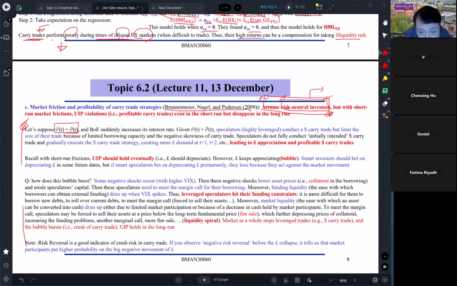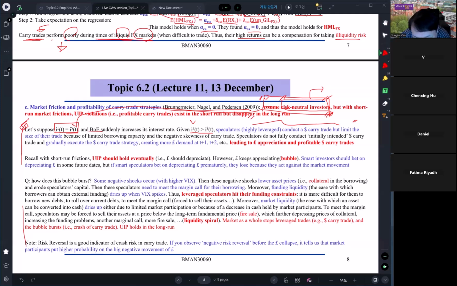Anyway, let's suppose the pound interest rate and dollar interest rate are the same. So this is a theoretical model. This is the story they are going to tell. Bank of England suddenly increased its interest rate. So now the pound interest rate is bigger than the dollar interest rate. Given this news, speculators will conduct dollar carry trade. So borrow dollars, convert, and invest in pounds. They do this for some reason.